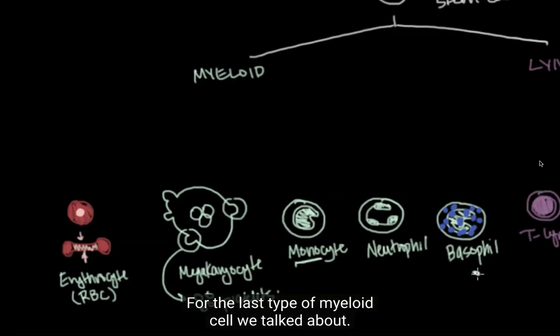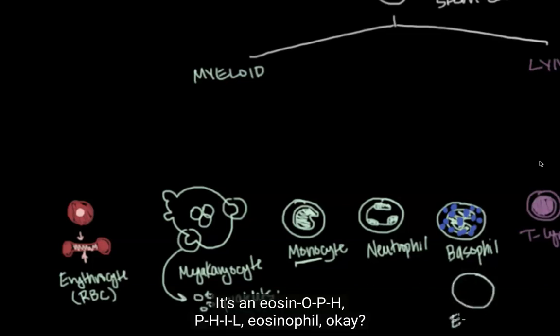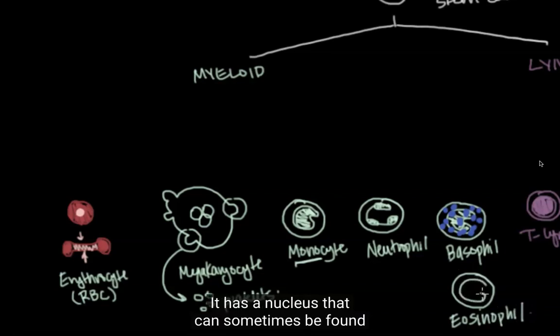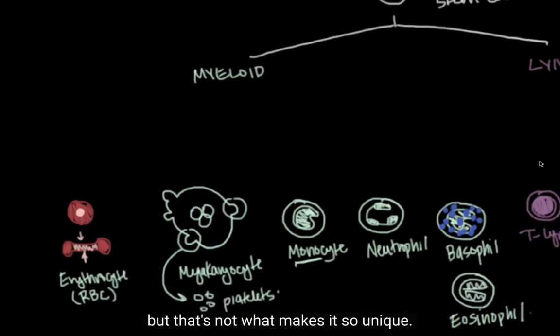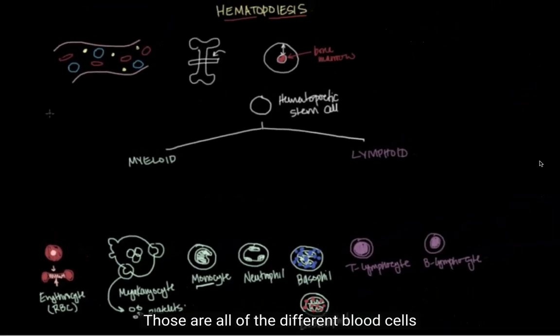So the last type of myeloid cell that we talk about is an eosinophil. Okay? And it has a nucleus that can sometimes be found in two pieces. So this is the first piece and this is the second piece, but that's not what makes it so unique. What it's really well known for is the fact that it has these bright, beautiful red granules in its cell cytoplasm. So those are all of the different blood cells, with all the lymphoid cells on this side and all of the myeloid cells on this side.